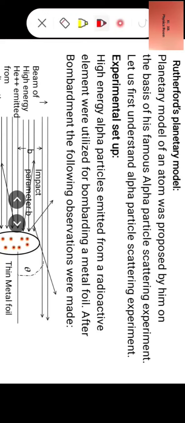In order to overcome difficulties with J.J. Thomson model, Rutherford proceeded to conduct an experiment and proposed planetary model of an atom. And now we talk of Rutherford's planetary model. Planetary model of an atom was proposed by him on the basis of famous alpha particle scattering experiment. Let us first understand alpha particle scattering experiment.